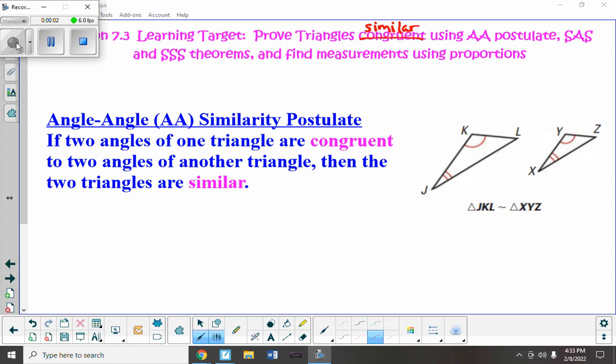Hi, this is lesson 7.3, and in this lesson we are going to prove that triangles are similar using the AA postulate, SAS, and SSS theorems, and find measurements using proportions.